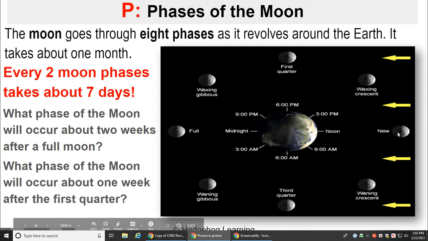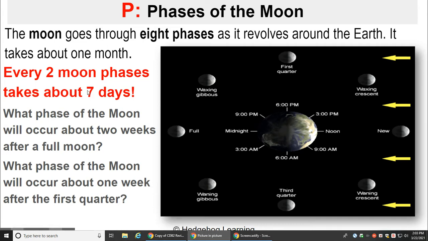When we wax, we get the light on the right-hand side of the moon. So we start with a waxing crescent, first quarter, waxing gibbous, then we're full. We wane. So we wane a little bit at a time and we lose the light on the right. So we have a waning gibbous, third quarter, waning crescent, new moon.